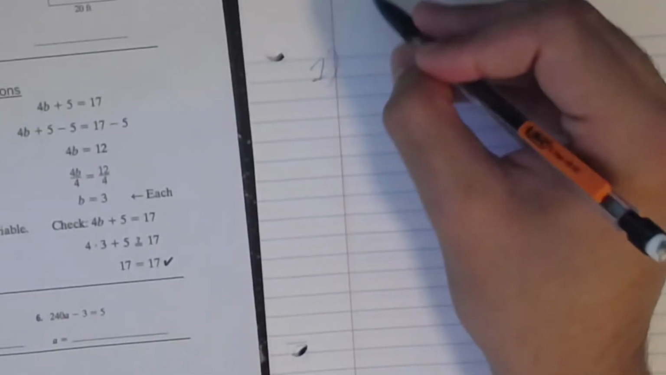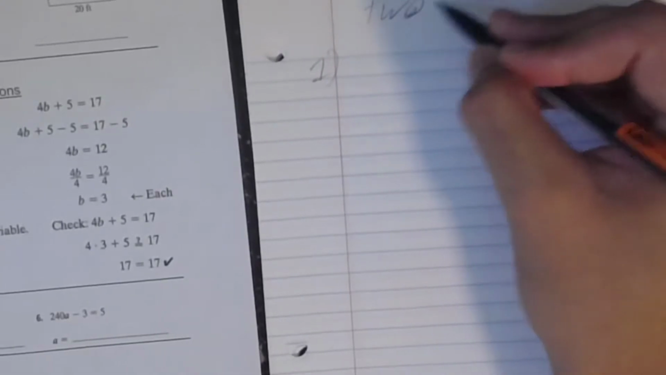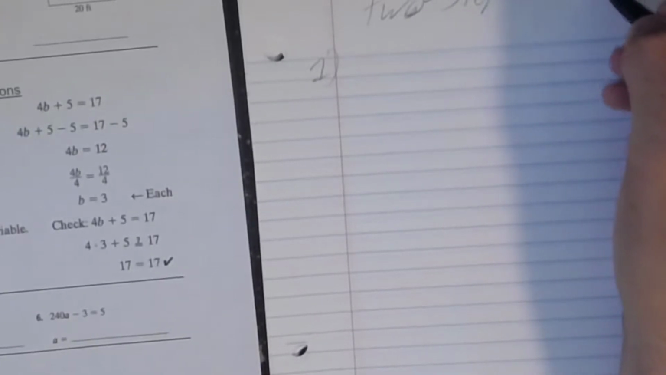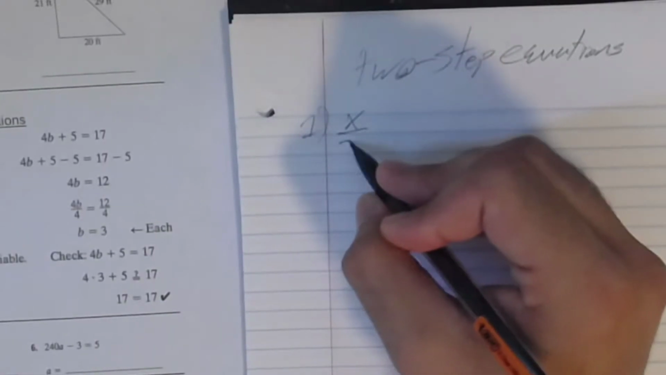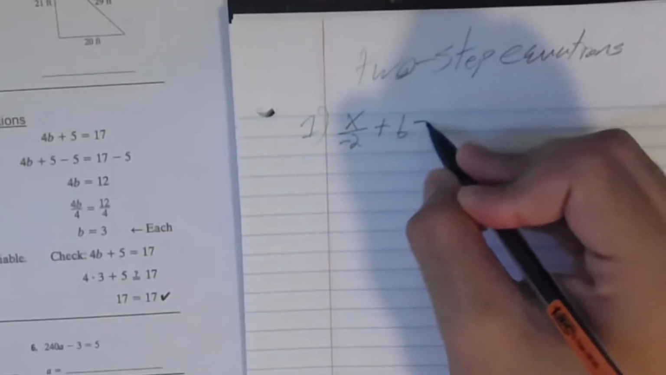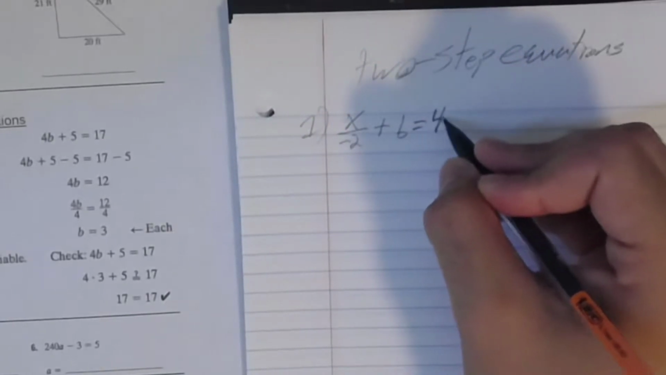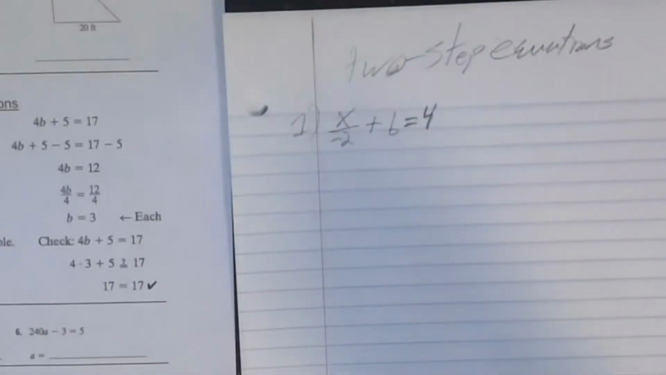This is for the two-step equations. We have this. Okay, let's have our game plan. I'm going to be constantly repeating this over and over, but repetition is good. What is our goal? Our goal is to solve for our variable. In this case, it's x. So we need to solve for x.